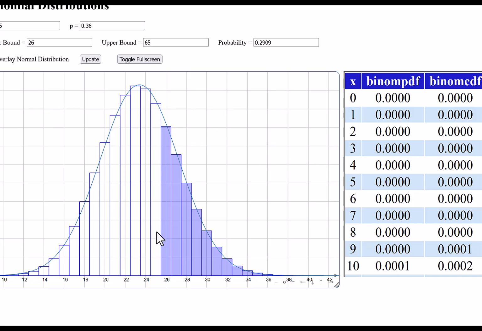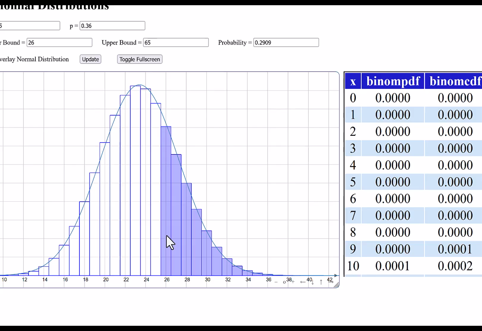That area is not really included in the binomial distribution calculation. It would be in the normal distribution, and so that's why we need this continuity correction factor. And it just says, instead of starting the normal distribution calculation at 25, start it at 25.5, which is the beginning of this bar right here. And that more resembles the shaded region here for the binomial distribution. So that's ultimately why we need this.